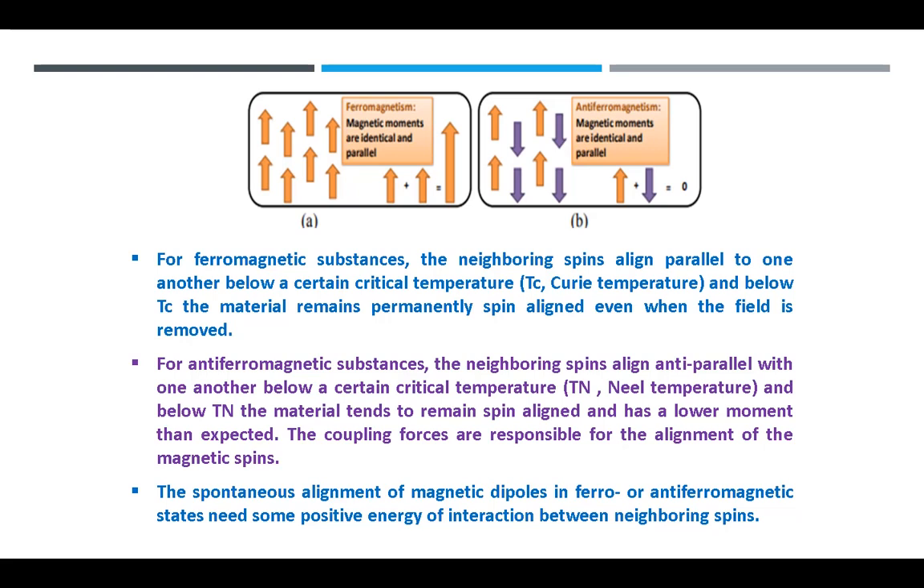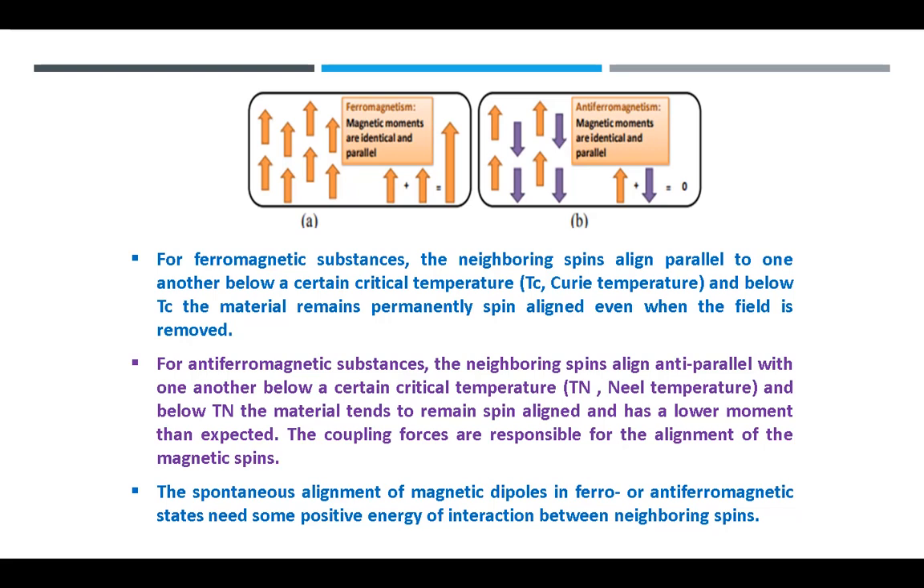For antiferromagnetic substances, the neighboring spins align antiparallel with one another below a certain critical temperature, Tn, which is known as Néel temperature, and below Tn, the material tends to remain spin-aligned, and has a lower moment than expected. The coupling forces are responsible for the alignment of the magnetic spins.